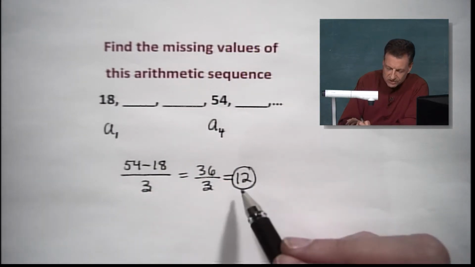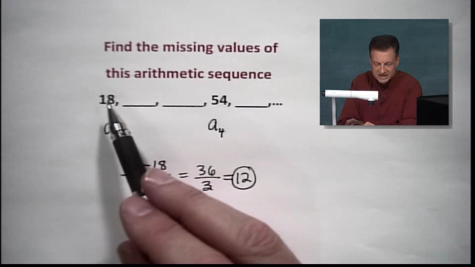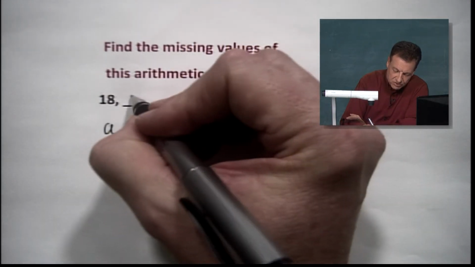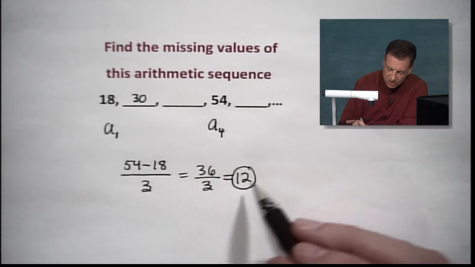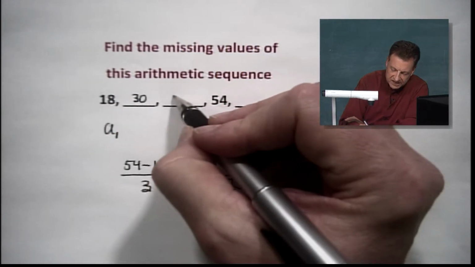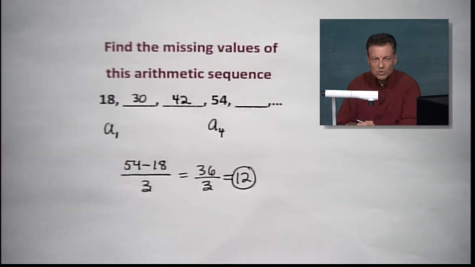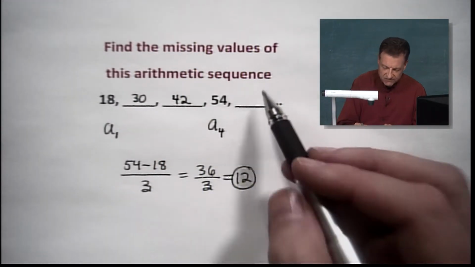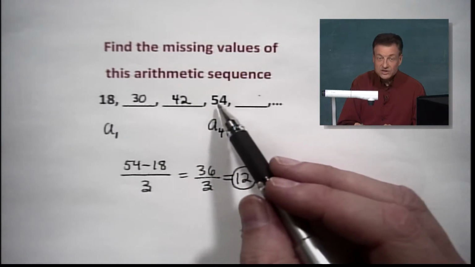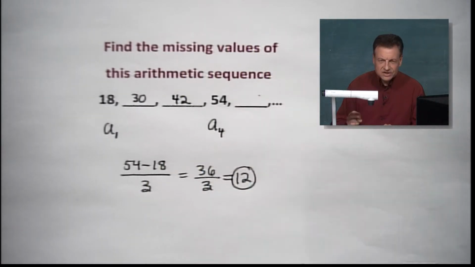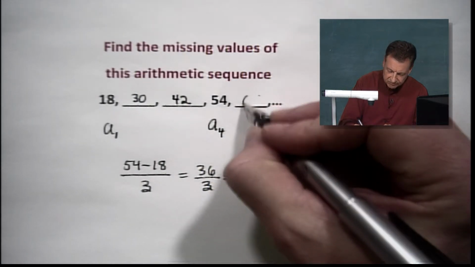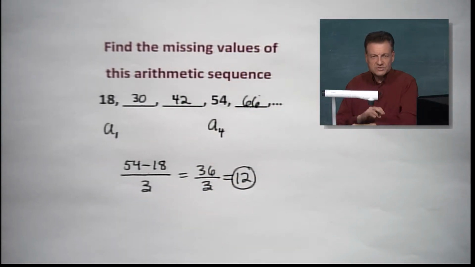No. What we're going to do is add that 12 to 18, which gets us up to 30. We're going to add the 12 again to 30, and that's going to get us to 42. And last but not least, what about our 5th term out here? Add 12 more. What happens when we add 12 more? I believe we're going to get 66.